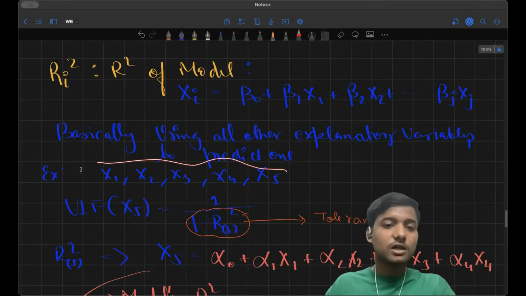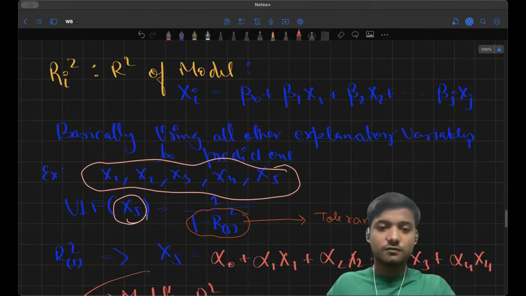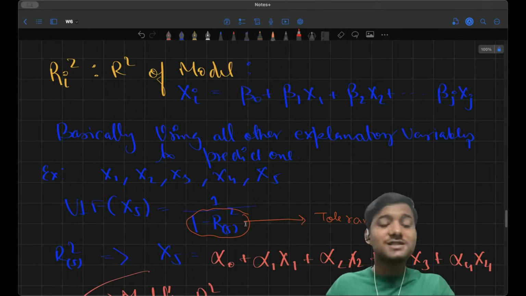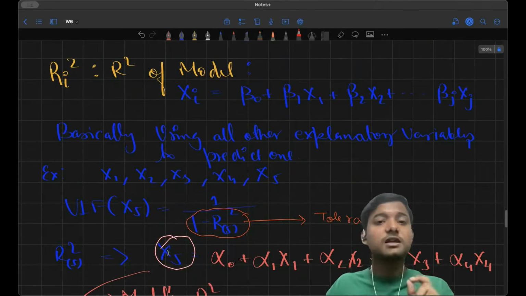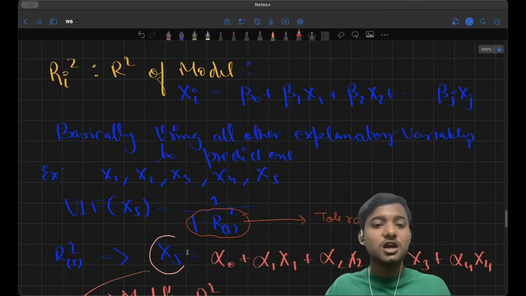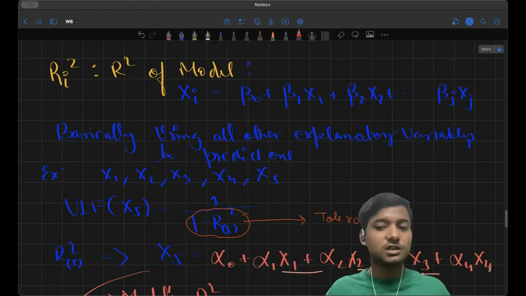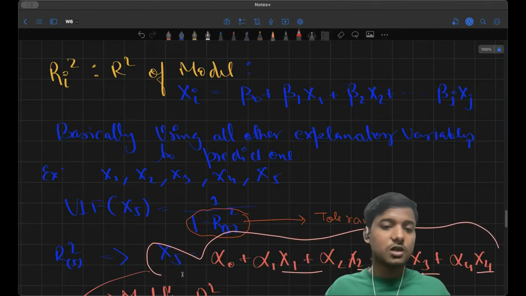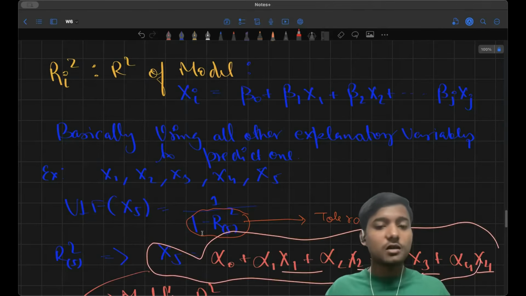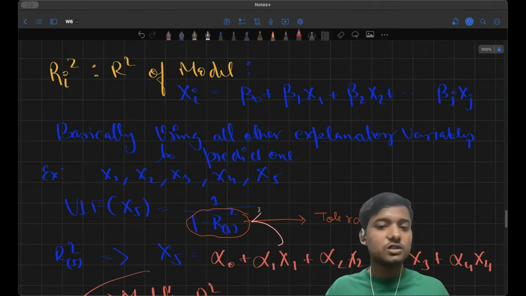And I want to calculate variation inflation factor for x5, right? Then I would make a separate model where x5 is my target variable, or you can say the predicted variable, and I'm using all other input variables to predict it, x1, x2, x3, and x4. So this model I will use, and the r square of this model will be used in this formula.